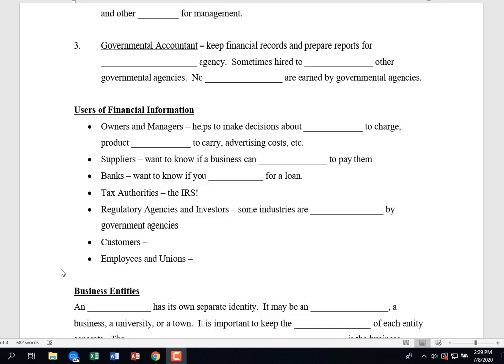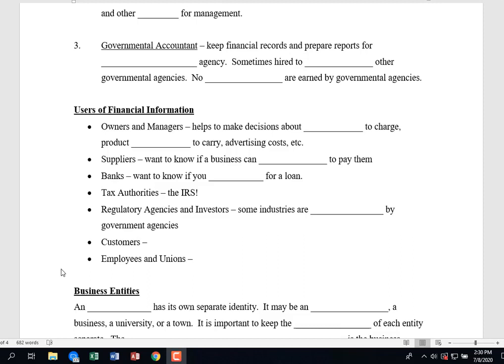Regulatory agencies and investors are interested. Some industries are regulated by government agencies, and in our textbooks they mention a couple. The FCC, the Federal Communication Commission, they oversee radio and TV stations, and then the SEC, the Securities and Exchange Commission, oversees publicly owned companies, and they're designed to protect the investors who invest in publicly traded companies. That stock can be purchased in the stock market.